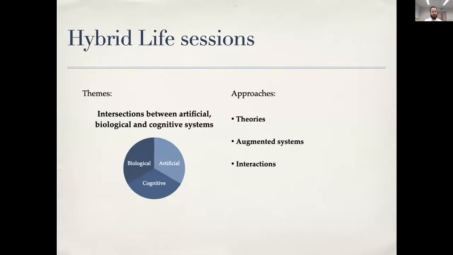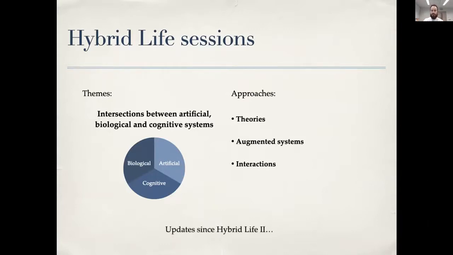We are a bit more broad when it comes to the type of approach. So thinking of what theories might be of interest to explain different intersections, or what kind of intersections we might be dealing with. Are we talking about the combination of two or three of these things? Are we trying to talk about the interactions that you might find between different elements?